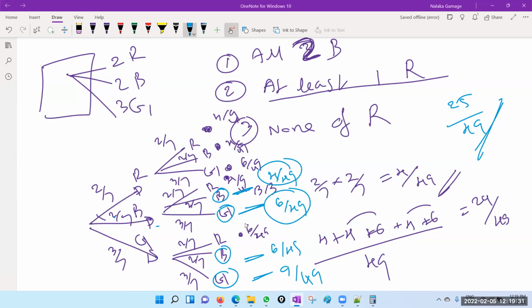So at least none of them are red means getting blue, blue or getting blue, green or getting green, blue or getting green, green. So they are mutually exclusive. So therefore we can add. So that is why we add. So you must be able to explain why. Why we multiply, they are independent. Why we add, these events are mutually exclusive. So therefore we add. First we multiply because independent, then we add because these events are mutually exclusive.